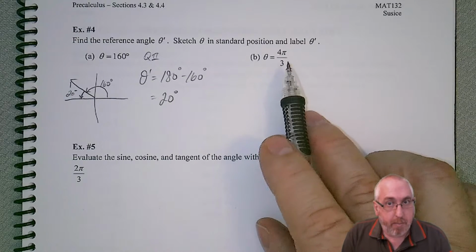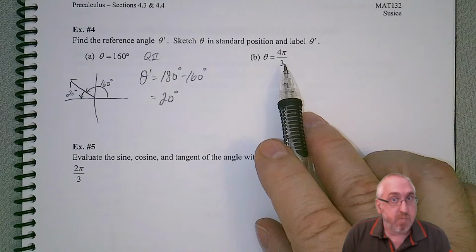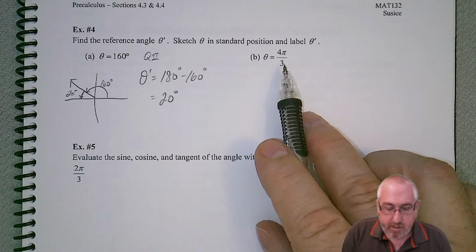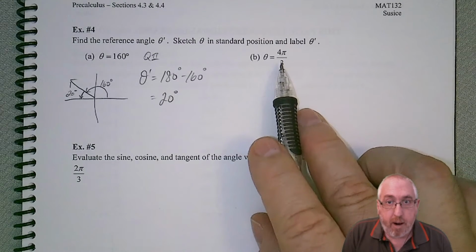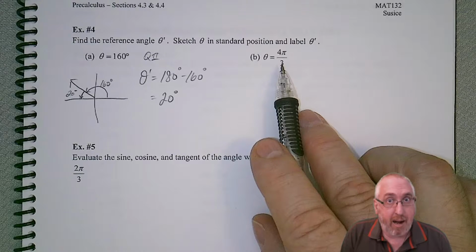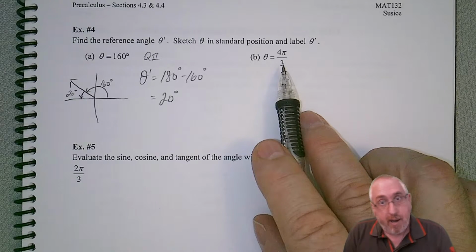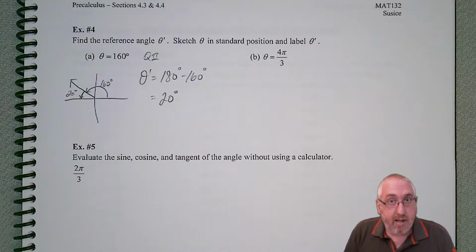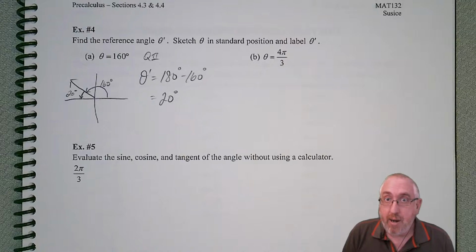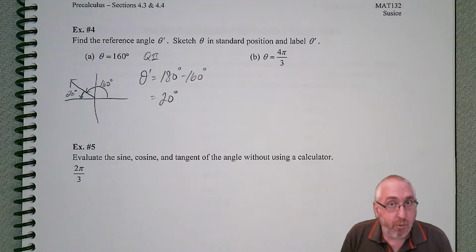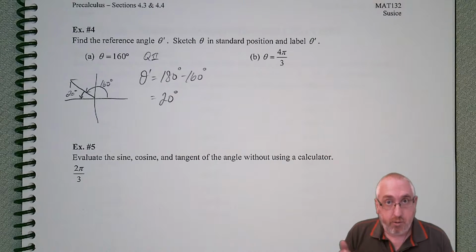So how does this compare to pi? Is it bigger? Is it smaller? And you should be able to determine that 4 pi over 3 is bigger than pi. So that immediately pushes it into the third quadrant and maybe the fourth, depending on how big it is. But now you have to ask yourself, is it bigger than 3 pi over 2? So 3 pi over 2 is 270 degrees, so that would be straight down.